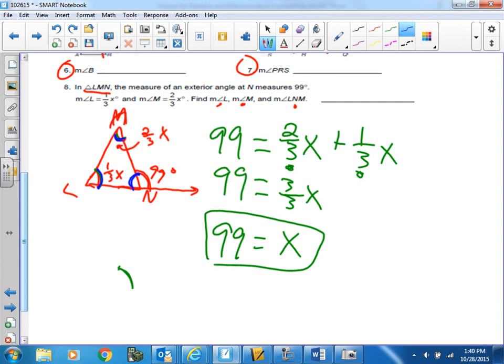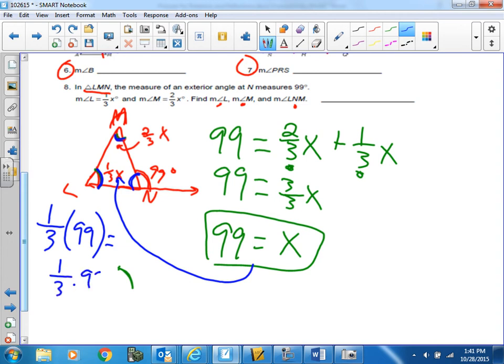So if I want to get angle L, I would just plug this in for x. So 1/3 times 99 is equal to, hopefully you know this, try it before you see the answer. 1/3 times 99, that's the same as 1/3 times 99 over 1. When you're multiplying fractions, multiply the top and multiply the bottom. So this equals 99 over 3, which is equal to 33. So this angle is 33 degrees. So that's angle L. So angle L equals 33 degrees.